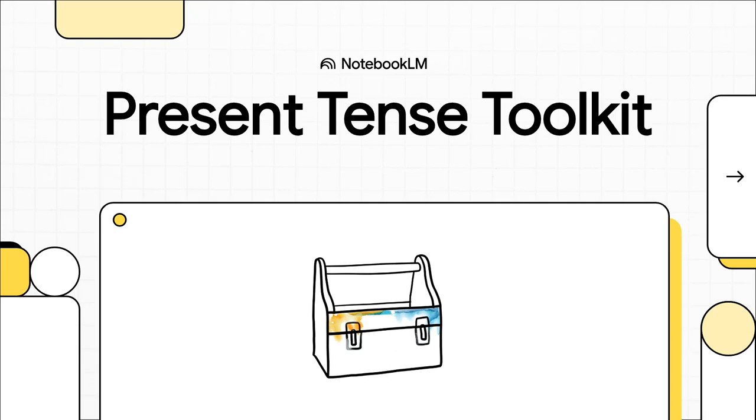Welcome to the Explainer. Today, we're jumping right into English grammar. We're going to open up the grammar toolkit to tackle one of the most important concepts, the present tense. But here's the thing. It's not just one tool. It's actually four, and we're going to show you exactly how and when to use each one.